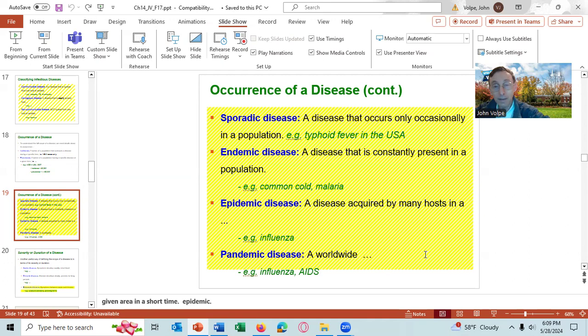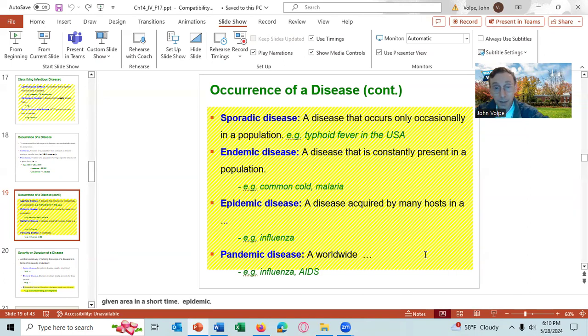An epidemic is a disease acquired by many hosts in a given period of time in a certain location. For example, occasionally we have influenza, significantly higher numbers than expected, in which case it's an epidemic of influenza. When COVID-19 first hit China, it was an epidemic in China.